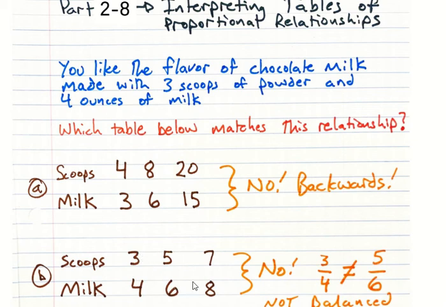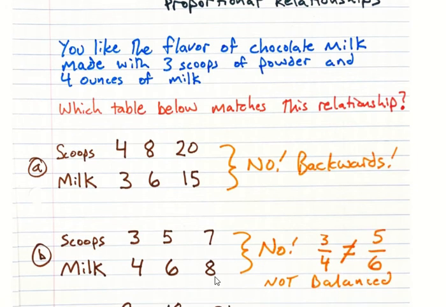It does not work. 3 is to 4 is not the same as 5 is to 6. If you cross multiply these, they do not work. So it is not a balanced, same flavor. Think about it. 4 times 2 is 8. 3 times 2 is 6, not 7. This would be too chocolatey to have 7 is to 8.